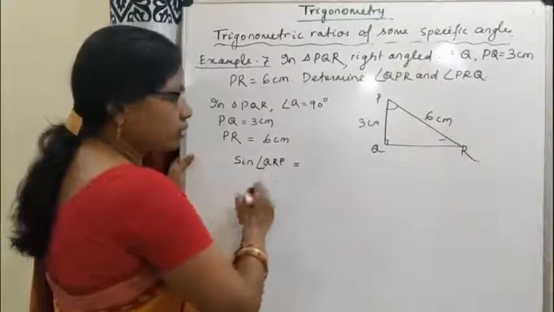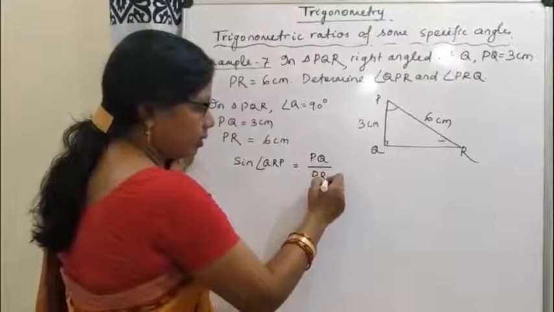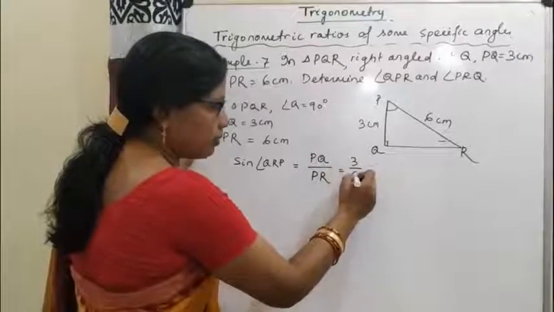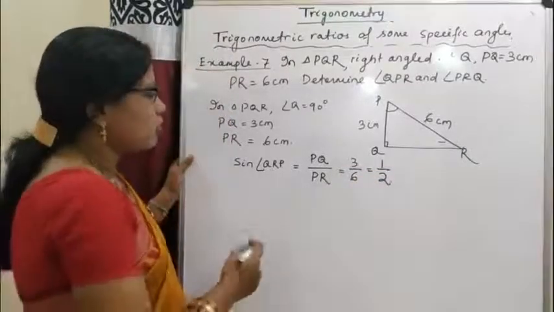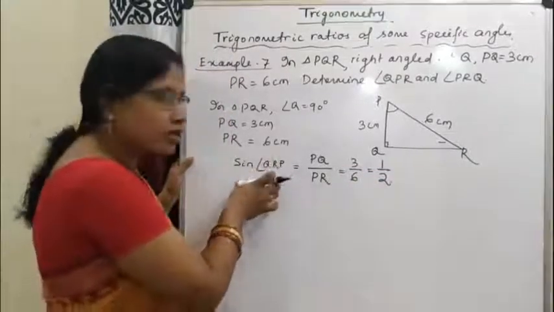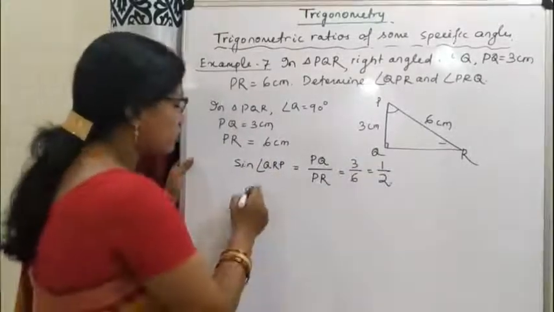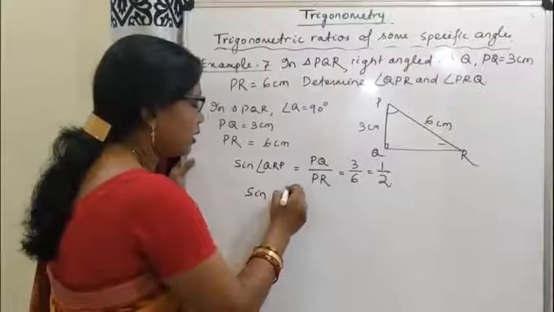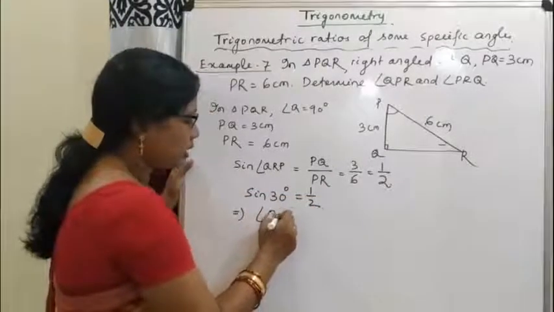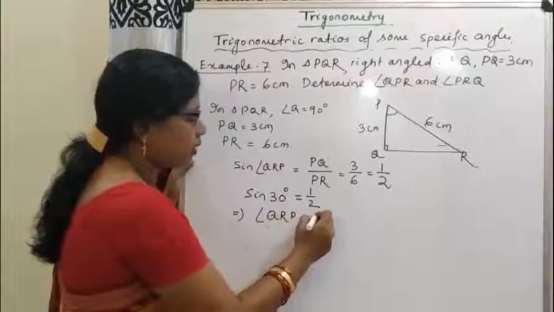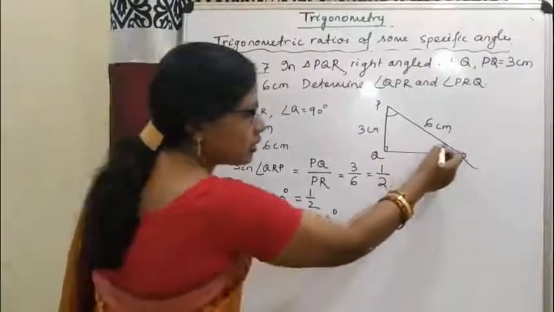So sine of angle QRP is equal to PQ by PR, which is 3 by 6, that is equal to 1 by 2. Which angle has sine value 1 by 2? That is 30 degree. Sine 30 degree is equal to 1 by 2, so this implies angle QRP is equal to 30 degree. So this angle is 30 degree.